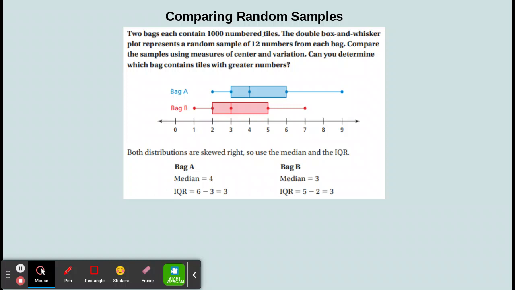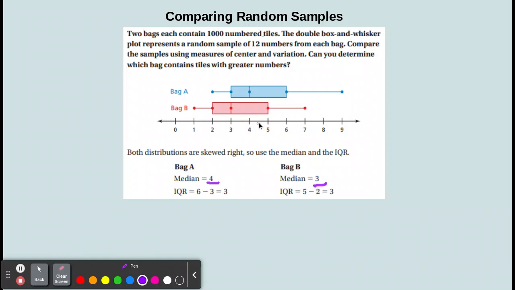Okay, so let's look at the box and whisker plot. We have 2, one for bag A and one for bag B. And it says to compare using the measures of center. Remember, the measures of center on a box and whisker plot is the median. It's that center line. So in our example here, the median for bag A is 4. The median for bag B is 3.